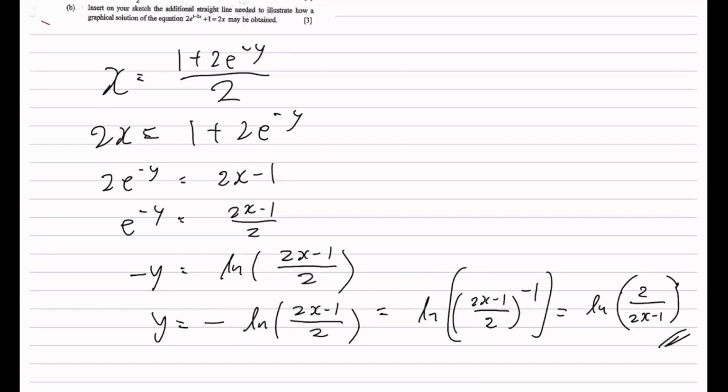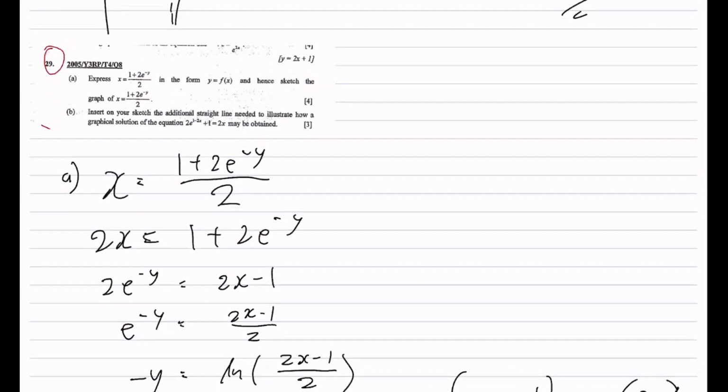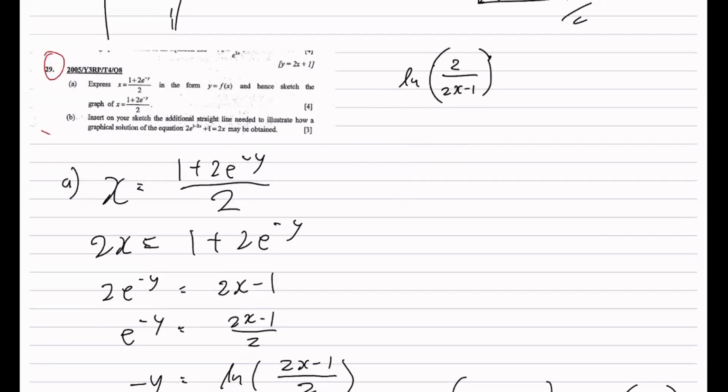Then let's look at part B now. Insert on your graph an additional, okay, hold on. Let me move my answer up first. This is the answer to part A. Then for part B, they asked us to insert a sketch of the additional straight line needed to illustrate how a graphical solution of the equation 2 times e power 1 minus 2x plus 1 equals to 2x may be obtained. So we already got ln of 2 over 2x minus 1.